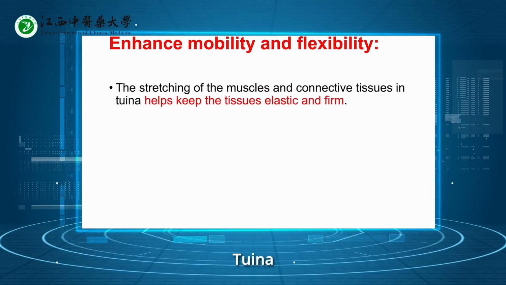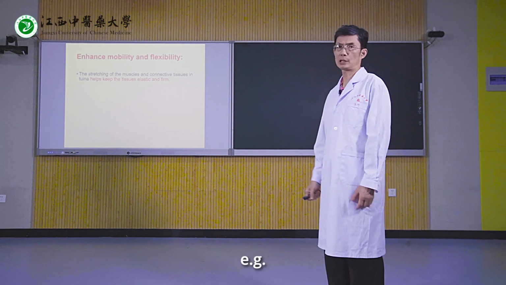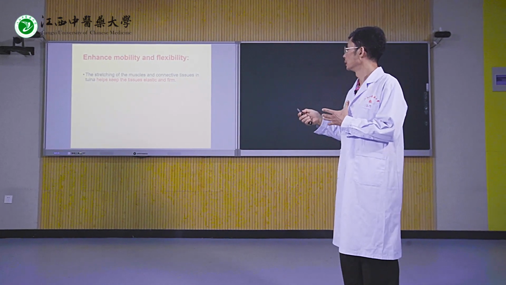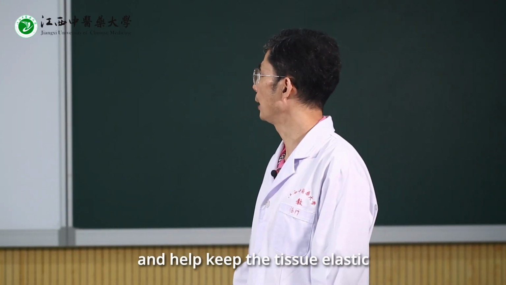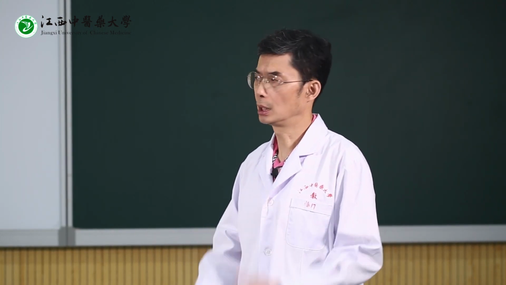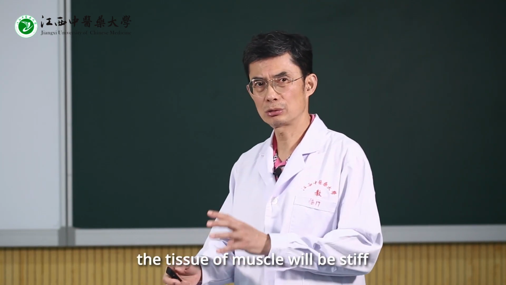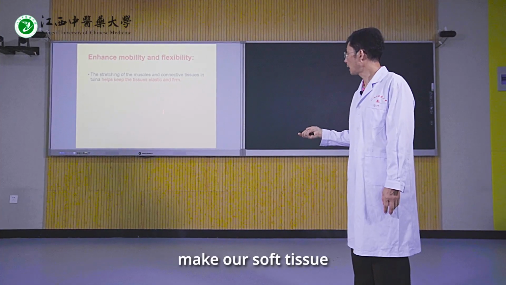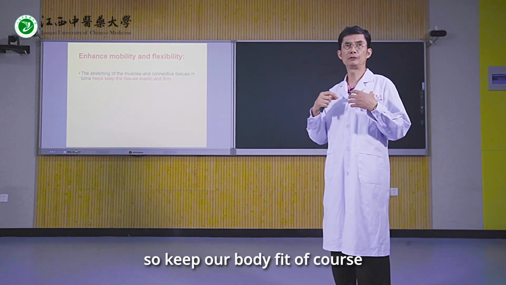Tuna can enhance mobility and flexibility. For example, when we do some manipulation of tuna, it can stretch the muscles and also the connective tissues, and help keep the tissue elastic. For example, if we don't do some movement and keep one position for too long, the soft muscle tissue will become more stiff. Tuna can make our soft tissue more elastic and firm, so it keeps our body fit, of course.